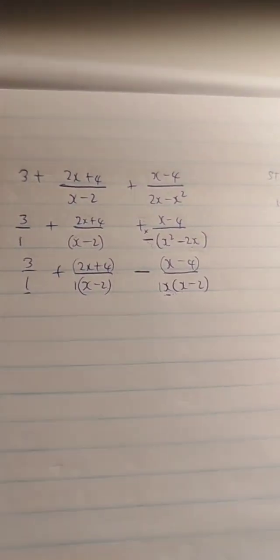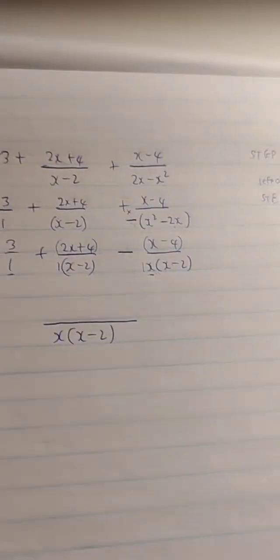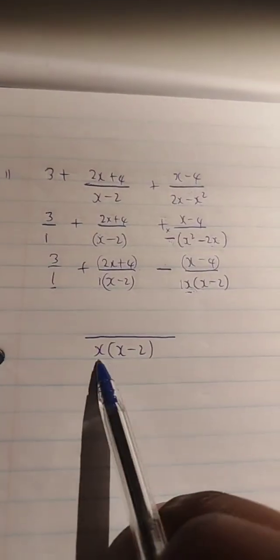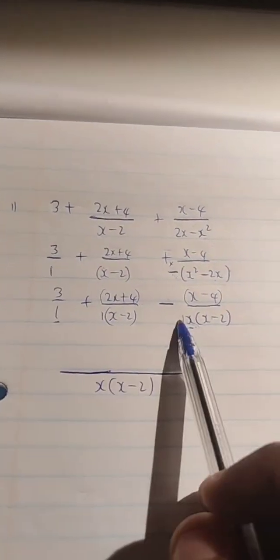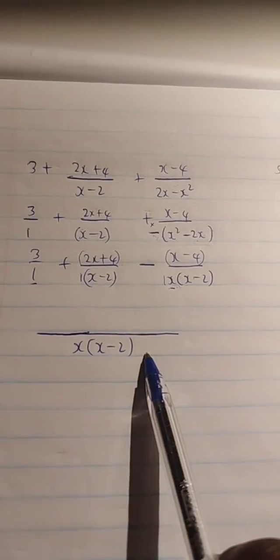Now, when we know what the LCD is, it means that we have a common LCD, which is x into x minus 2. We can write all 3 of these fractions having this lowest common denominator. All we now need, step 3, is to write equivalent fractions using the LCD. Right, equivalent fractions using LCD.